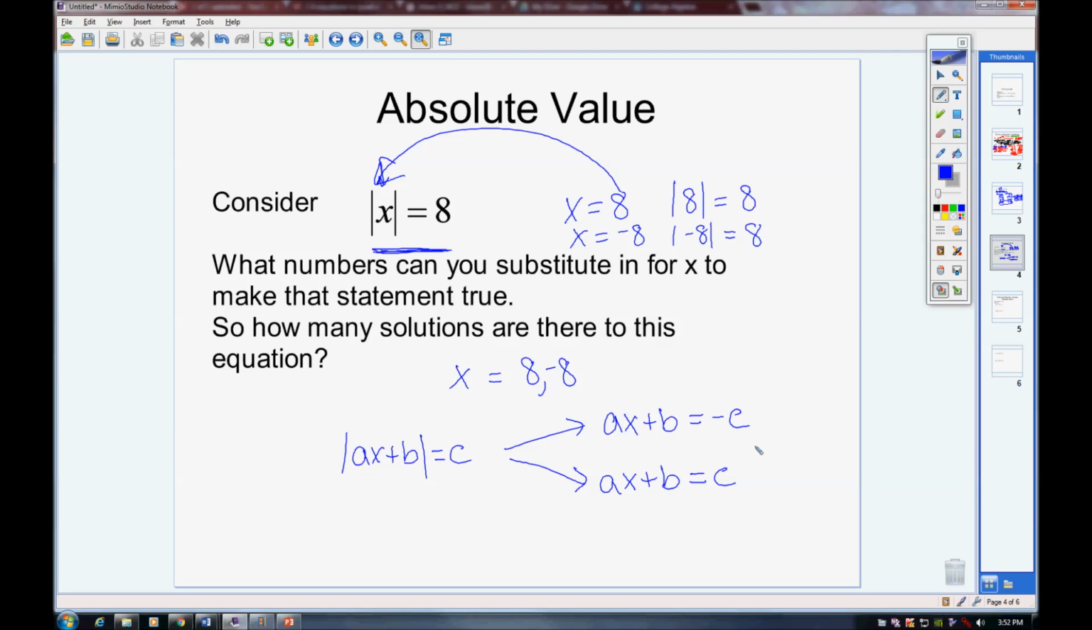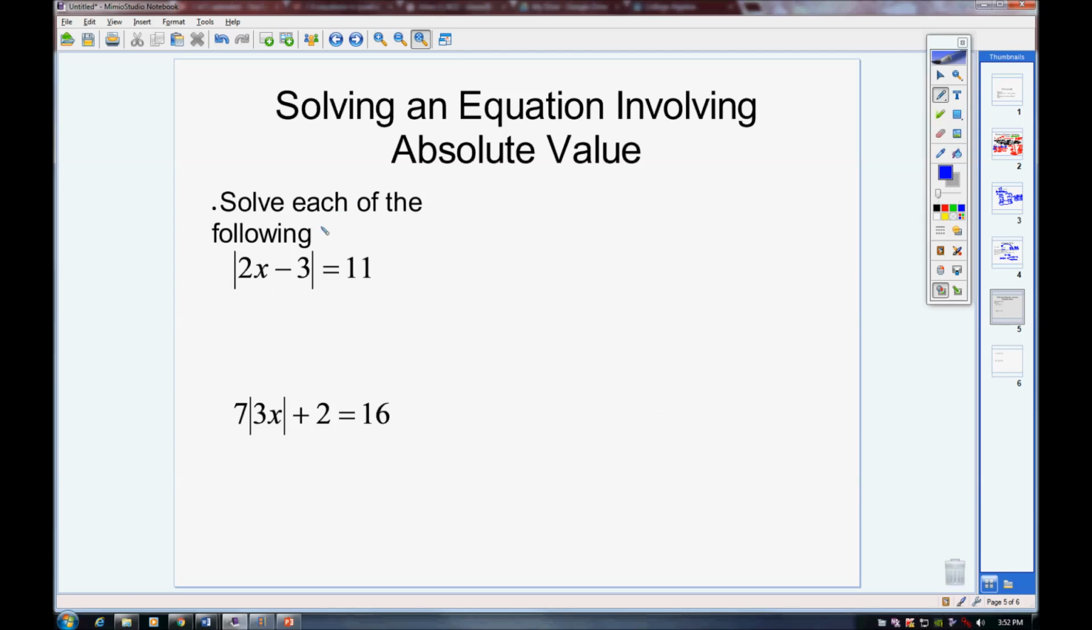So what that looks like is this. This is kind of like my ax plus b equals c example just a second ago. I'm going to split it into two equations. 2x minus 3 equals 11. And 2x minus 3 equals negative 11, because if this whole thing was equal to 11, its absolute value would be 11. If that whole thing was equal to a negative 11, the absolute value of negative 11 is still 11. So both of these options work.